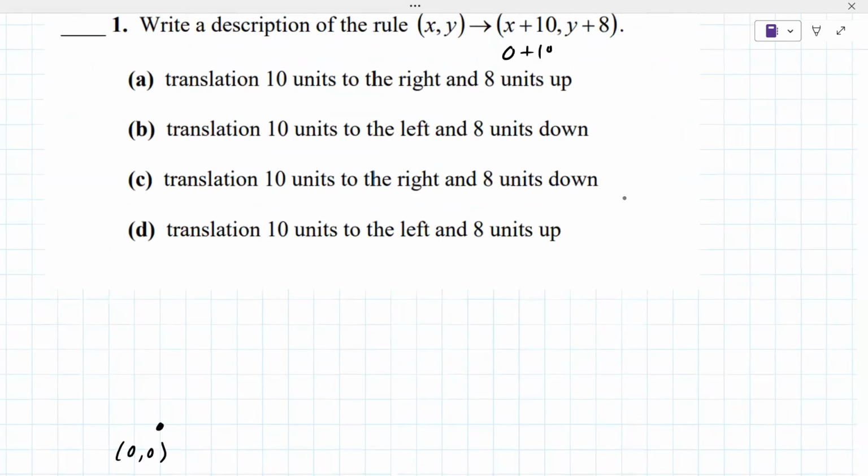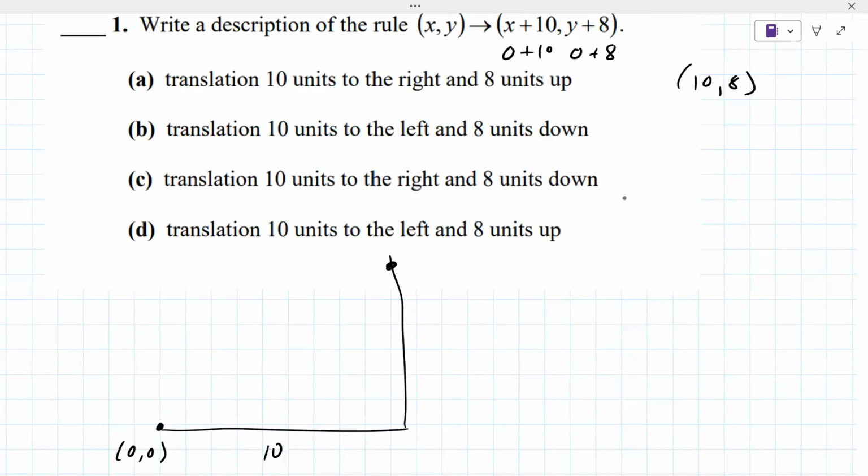What is 0 plus 10? What is 0 plus 8? Well, it's 10, 8, right? That means 10 right and 8 up. So the plus x means to the right, the plus y means up. That's kind of straightforward, I would think. Okay. Now let's make this a little bit more difficult here.